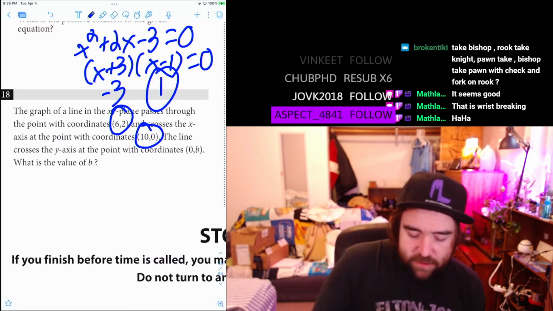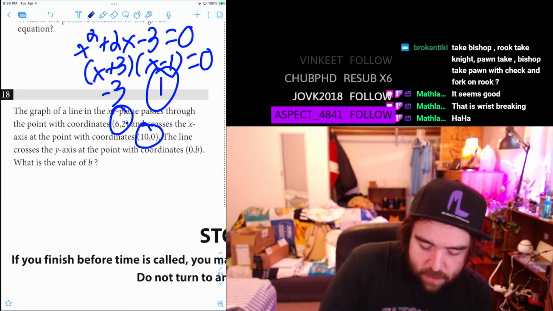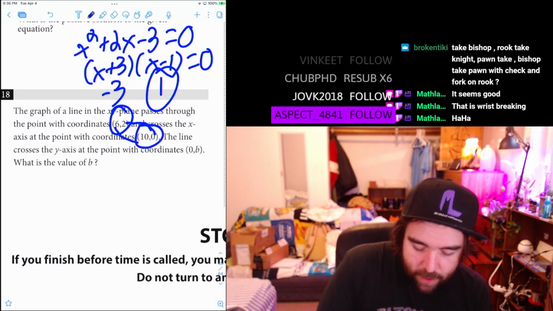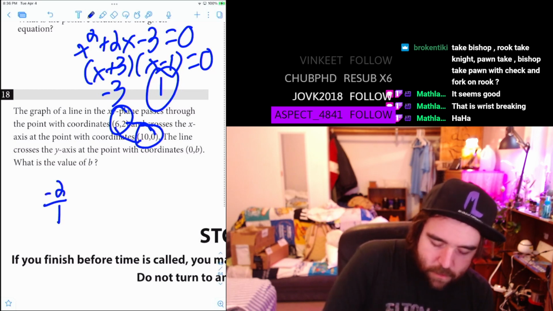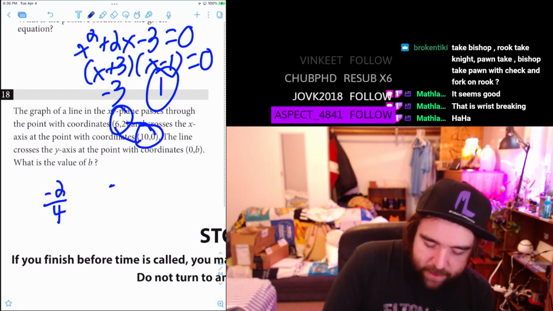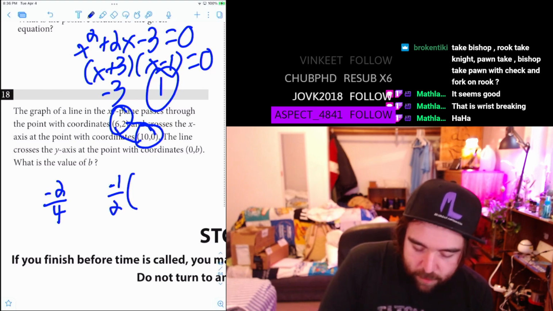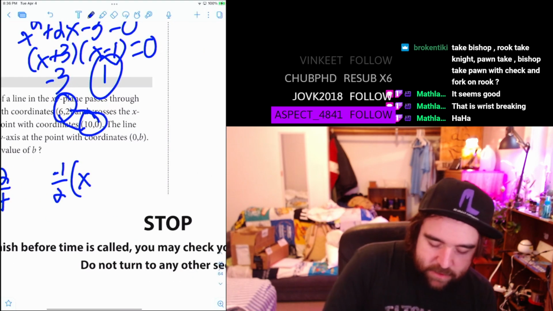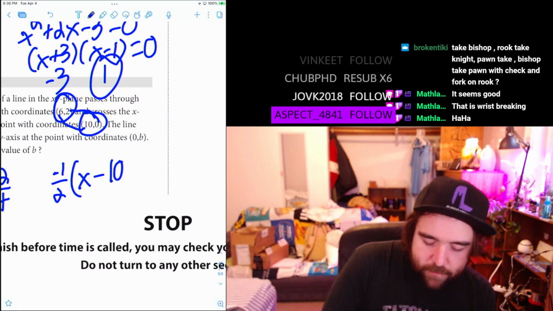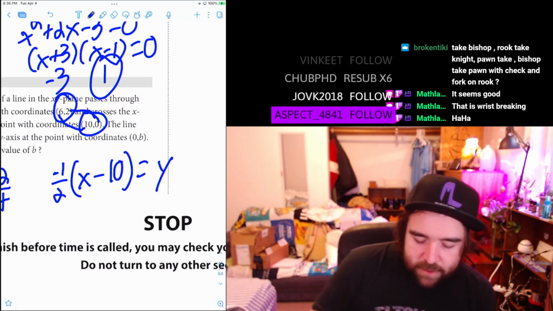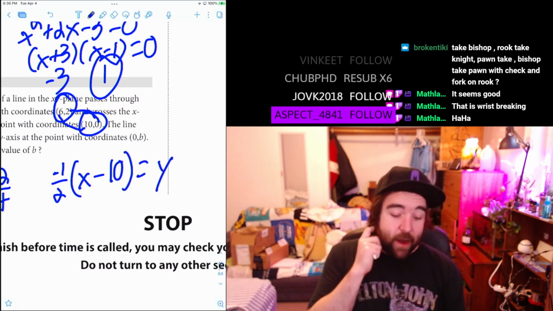So I would say, what is the slope? We're going down 2 and up 4. So that's the slope, -1/2. And then what do we do? Times x minus an x coordinate. I'll use 10 because that just makes that y minus 0.